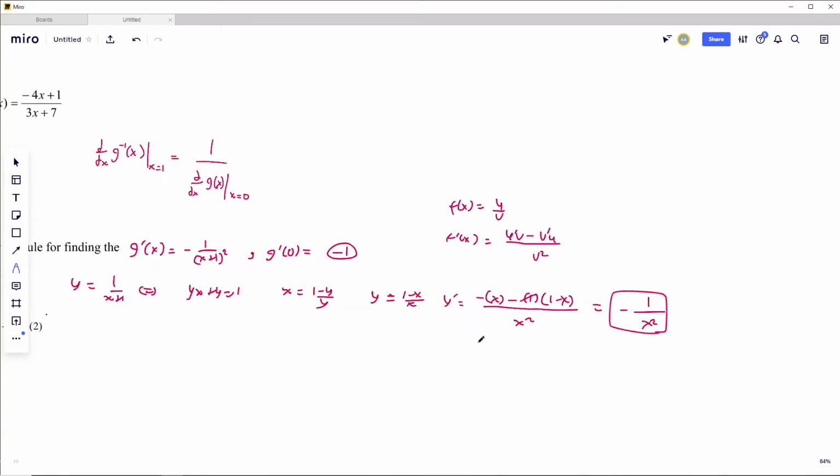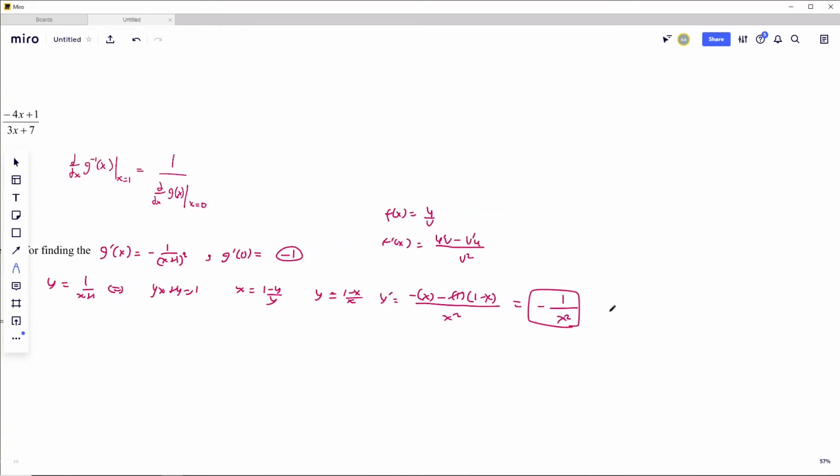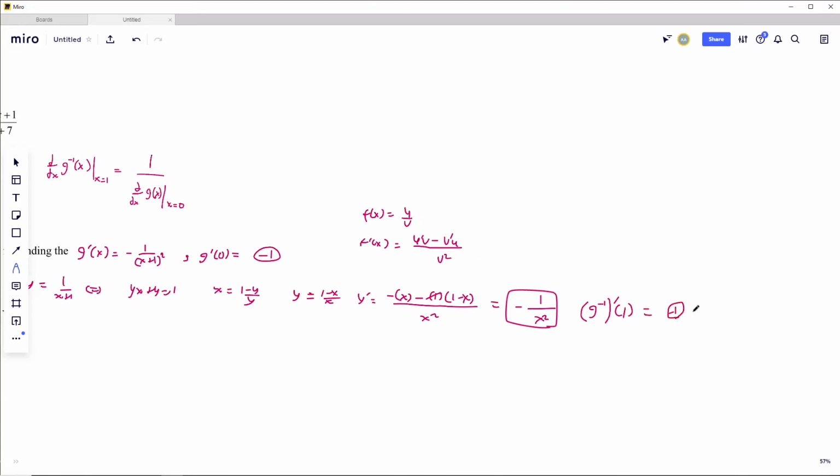So for this one, again, substitute the ordinate, which is 1. Put 1, you get minus 1. Like g inverse prime of 1 equals minus 1, which is equal to that. Hence proved. QED. Done. And ignore this chart.